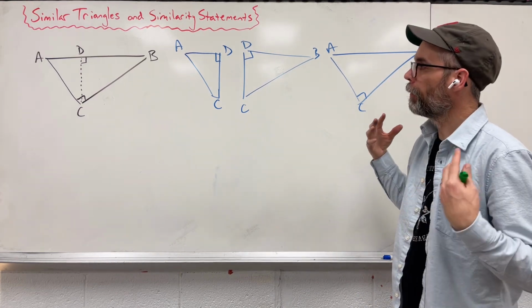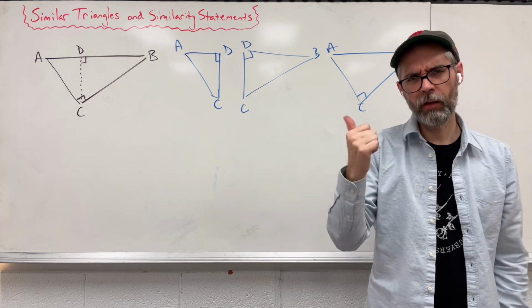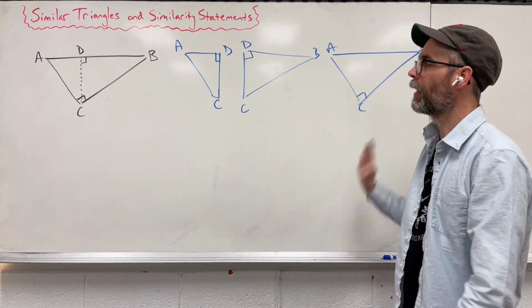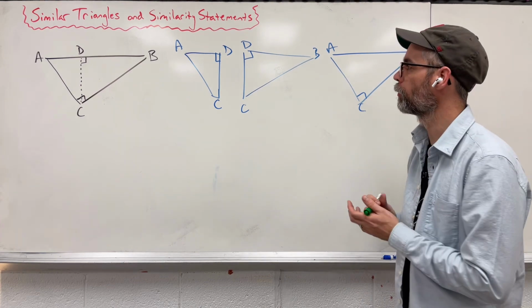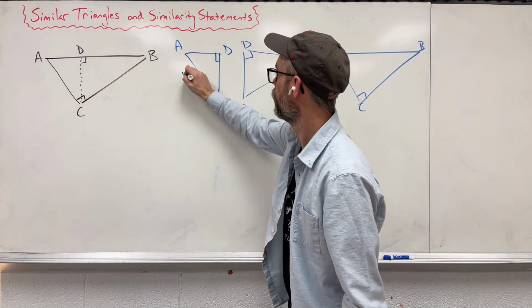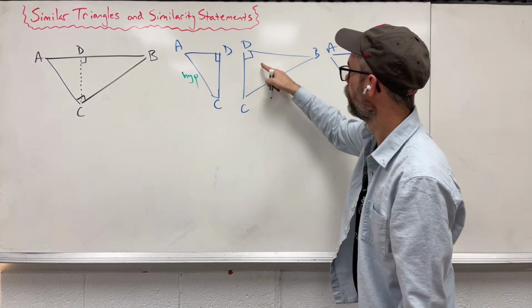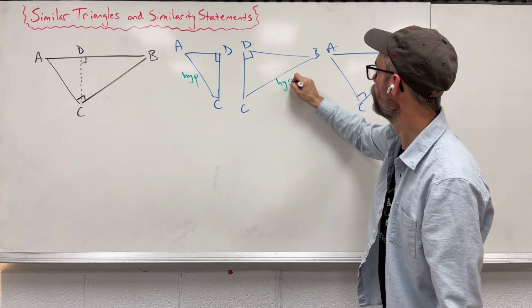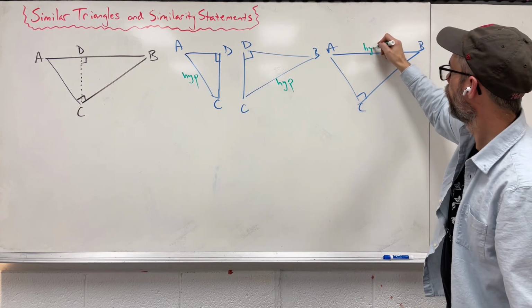Okay, so the next thing I would like to do here is, within each one of these pictures, label short side, long side, and hypotenuse. My hypotenuse is always going to be across from the right angle. So, hypotenuse, right angle, across from it, hypotenuse, right angle, hypotenuse.